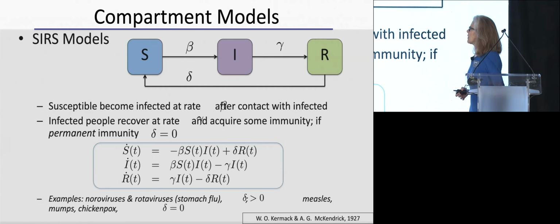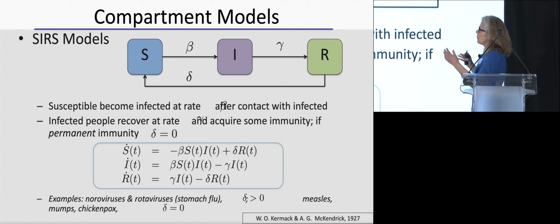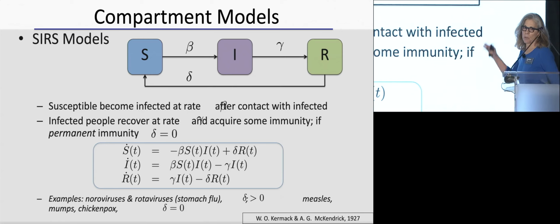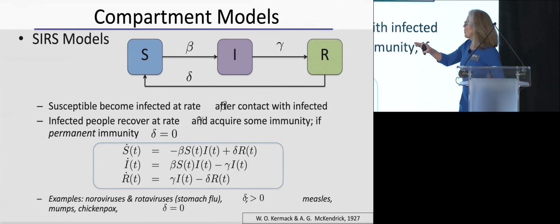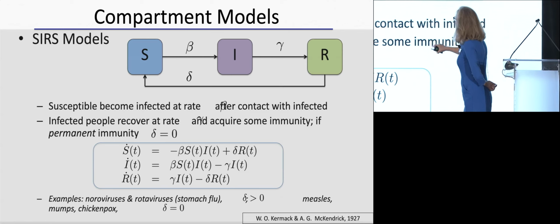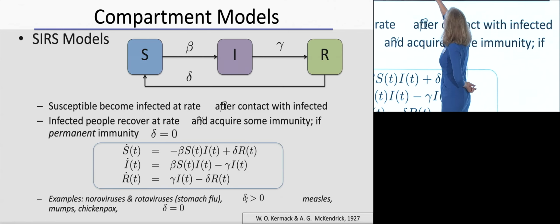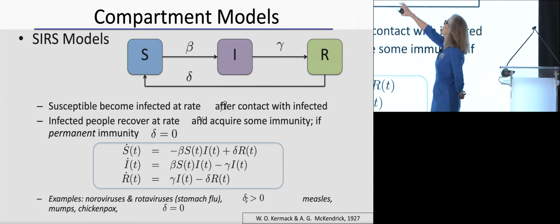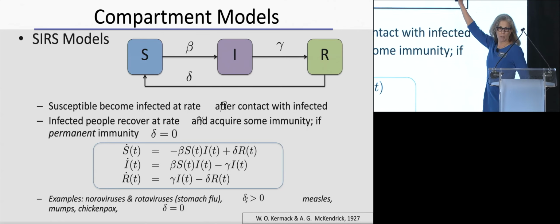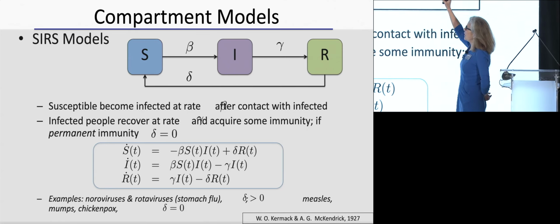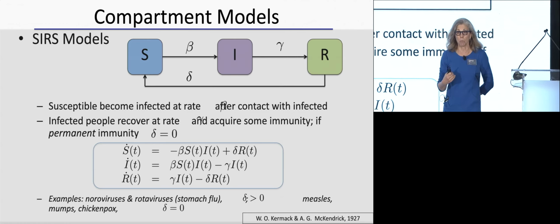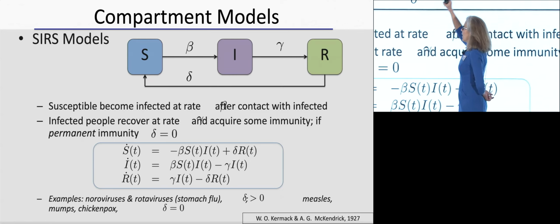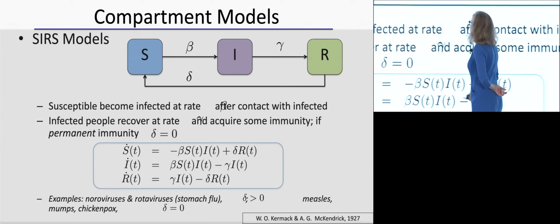Okay, so in the SIR model, we assume everyone in the population is either in the susceptible compartment, the infected compartment, or the recovered compartment. The susceptible become infected at a rate beta when they come into contact with the infected population. The infected transition to the recovered compartment, so they recover at a rate gamma. And then if immunity isn't permanent, then the immunity will dissipate at some rate delta, and people become susceptible to the population again.